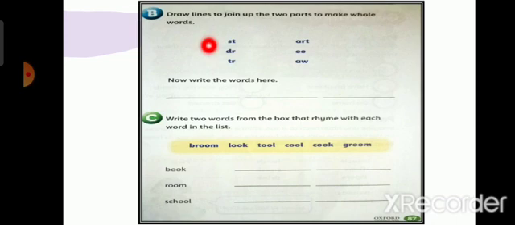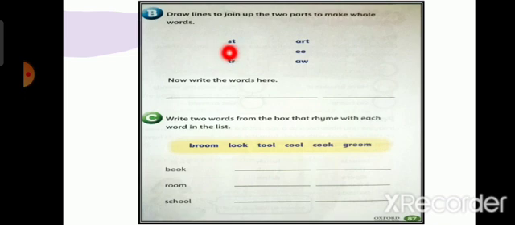Read column 1. St, st, dr, dr. Yes, it is st, st. Dr becomes dr and tr becomes tr. And you have to join these letters with the ones in the second column.